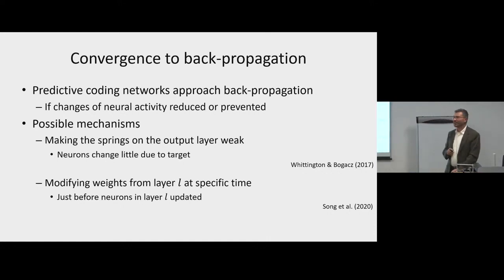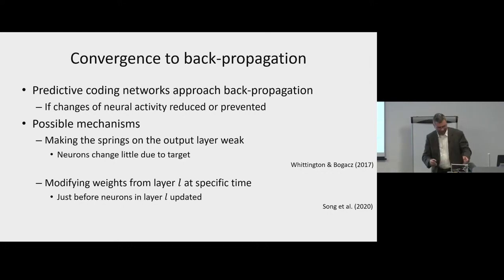Yes? And essentially, the trick is to somehow prevent the changes of activity of hidden neurons during relaxation. So if you prevent or reduce the changes in activity of hidden neurons during relaxation, these predictive coding networks converge to backpropagation. And you can do it in two ways. For example, in our first paper, we showed that if you make the springs in the last output layer weaker, or my rubber bands weaker, then this will result in smaller changes in activity of the hidden units in the whole network. And in the limit of this spring being infinitely weaker than the other springs, predictive coding mathematically converges to backprop.